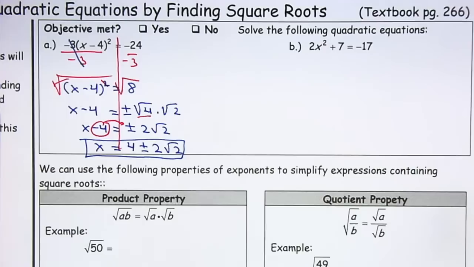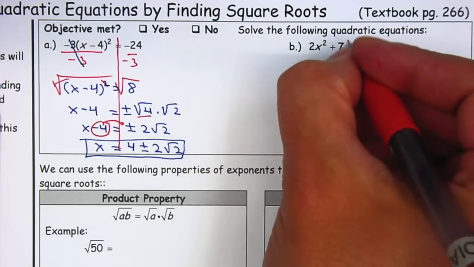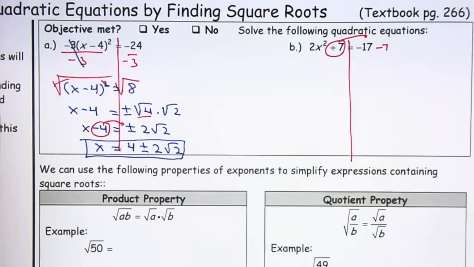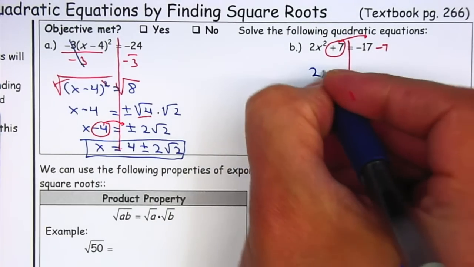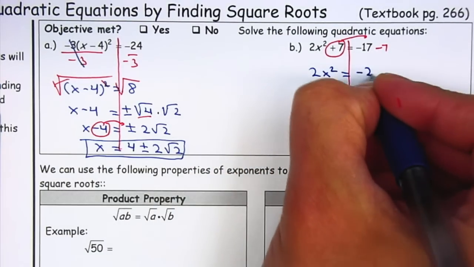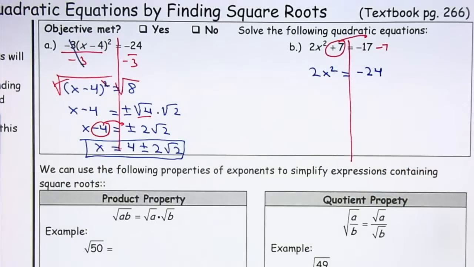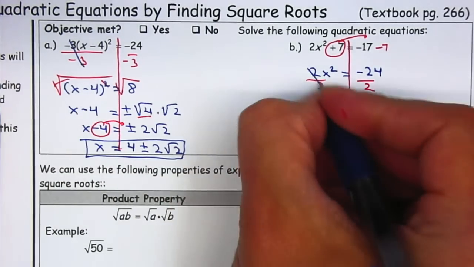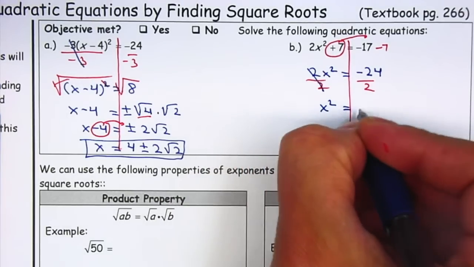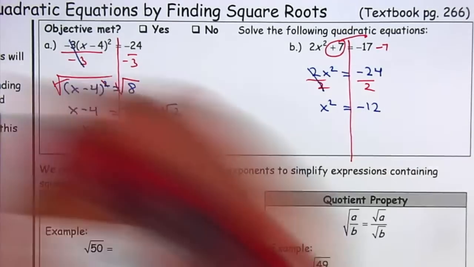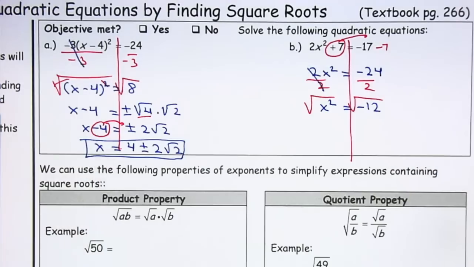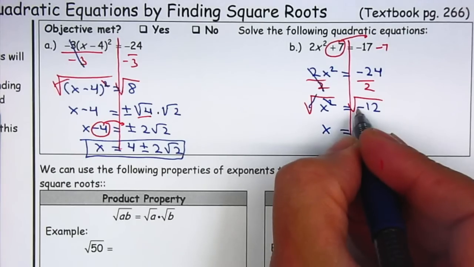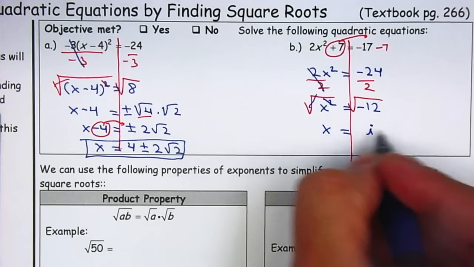For letter B, I'm going to go and draw the line. Move the 7 to the right, becomes a negative 7. So we have 2x squared is equal to negative 24. I'm going to divide by 2. That will cancel. x squared is equal to negative 12. I'm going to take the square root on both sides. The square root and the square cancel. We have x is equal to, since I have a negative, it's going to be an i outside.